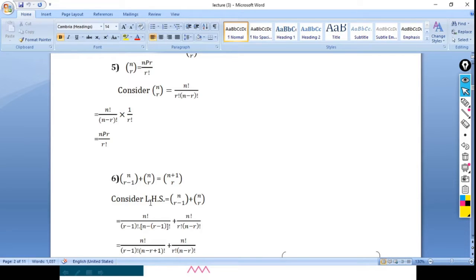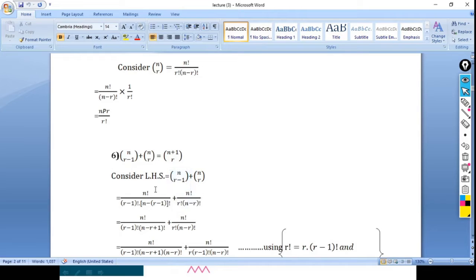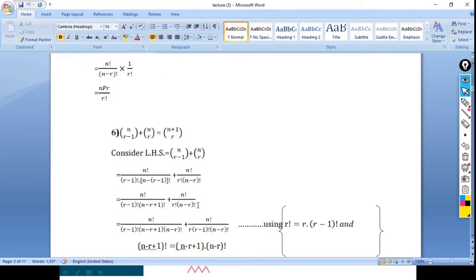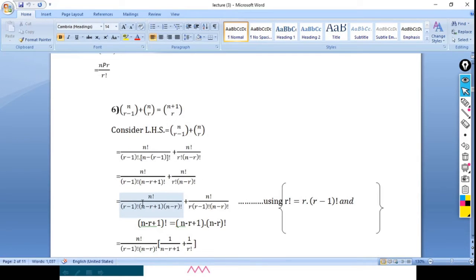Now consider the LHS, nCr minus 1 plus nCr. Now apply the formula for each term, that is n factorial upon r minus 1 factorial into n minus r minus 1 factorial, plus this formula, that is n factorial upon r factorial into n minus r factorial. The next term, this n factorial as it is. Now in this proof we have to consider the common factors to be taken out, but here we are not getting common factors directly, so we want to bring it.